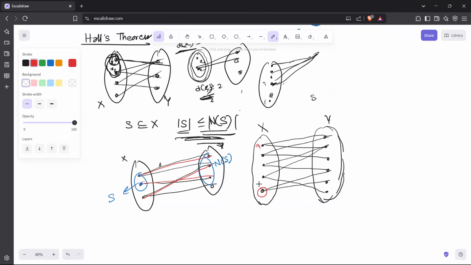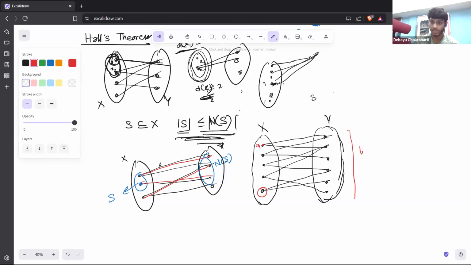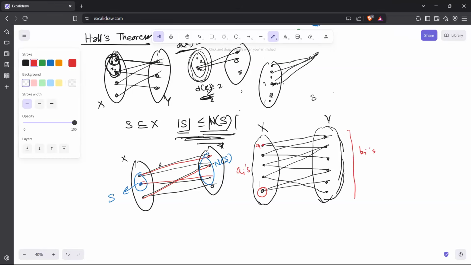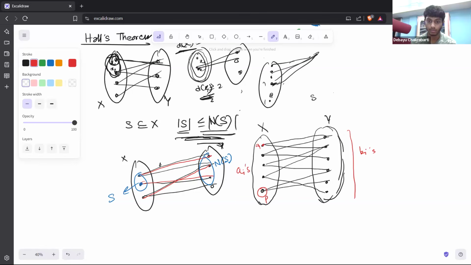And if the vertex P has an edge outside, then that would not be a maximal matching. So it has an edge that goes to the B1 to BJ, you can say. So these vertices are BIs and these are AIs, right? Yeah. So I am saying say P matches to some BJ, like this one.